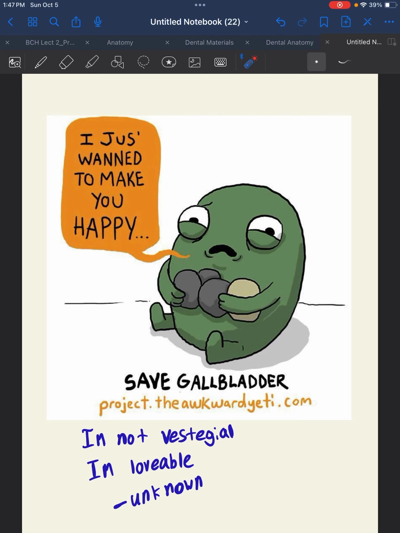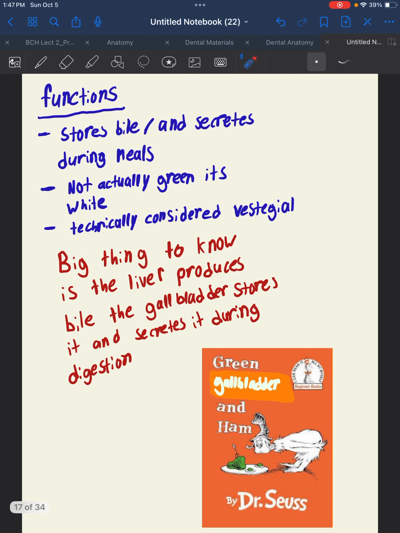Our ancestors before evolution might have had a much bigger usage of this organ, but nowadays it just kind of sits there and stores bile and secretes it when needed. We don't really need a place to store bile because the liver, remember, still has that common hepatic duct that can still deliver the bile into the descending duodenum for fat emulsification and breakdown. So that's why we call it a vestigial structure. Like I said, the function of the gallbladder is the storage of bile. It does not synthesize bile, it just stores it. That is a big thing to know. The liver produces the bile, the gallbladder stores the bile and secretes it during digestion.